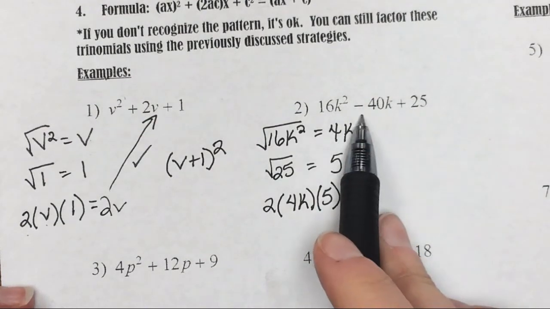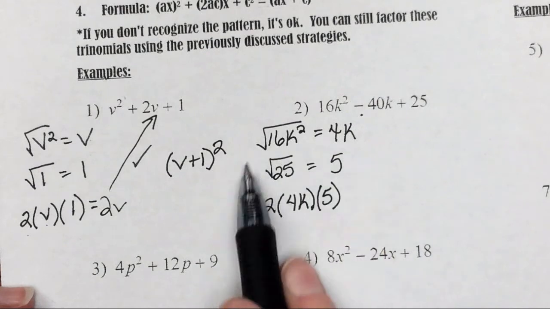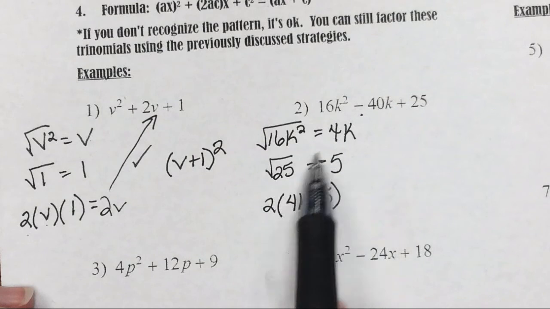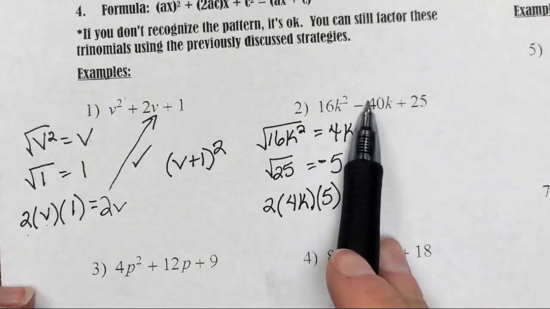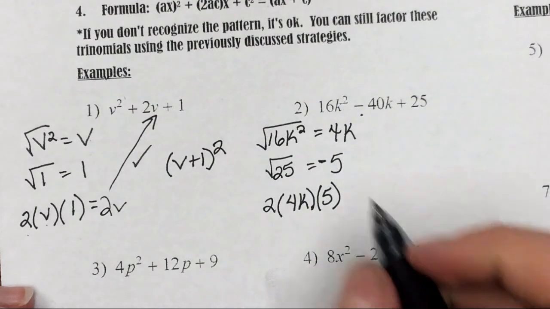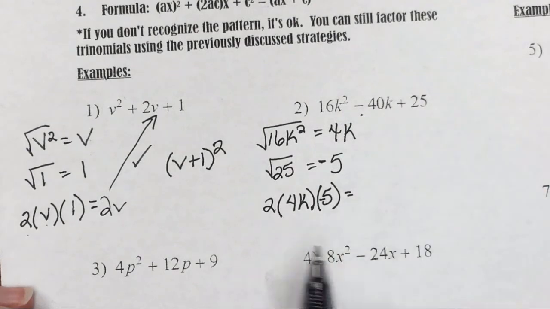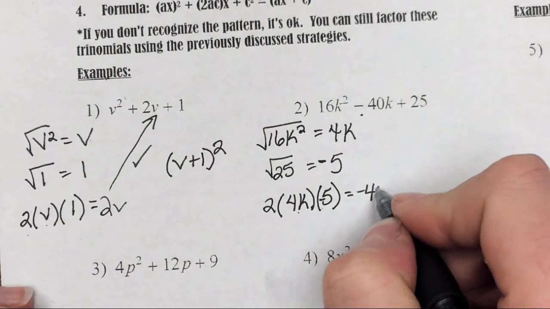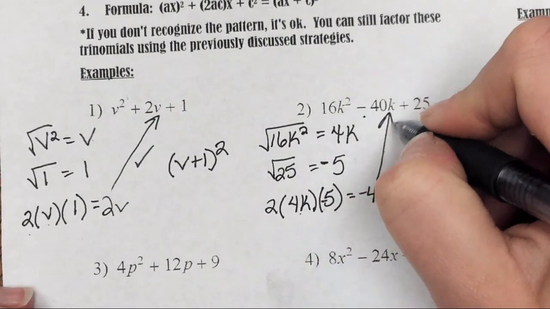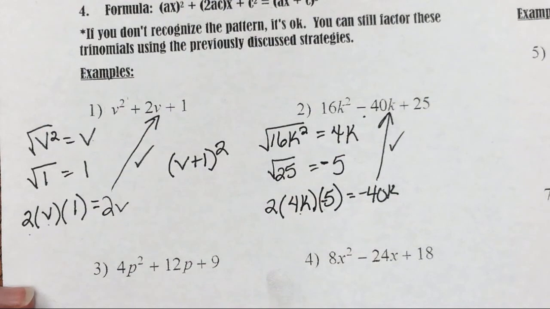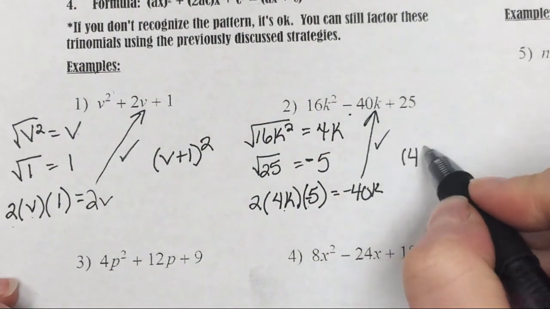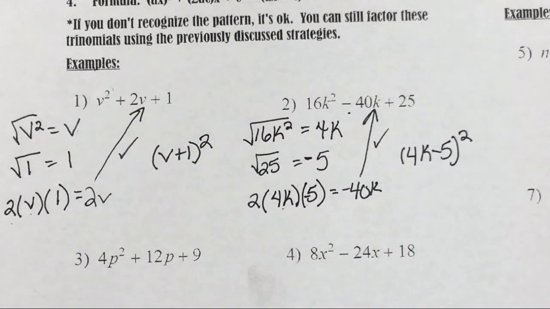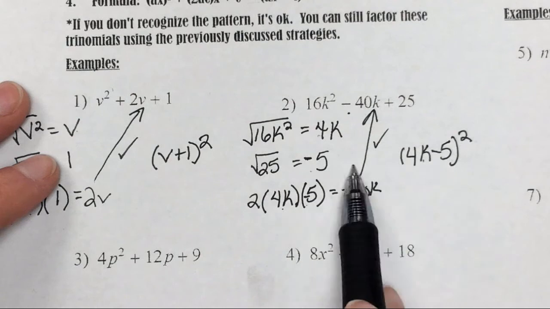Now, I have a negative 40 here in the middle. Don't forget that the square root of 25 can either be a plus or minus. And in this case, we're going to need to look at the negative version, as this is a negative connecting the first term and the second term. So if I multiply these together, I have 2 times 4k is 8k, times negative 5 is negative 40k. Matches, checks out. So my answer is going to be 4k minus 5 quantity squared. So again, 4k minus 5 squared.